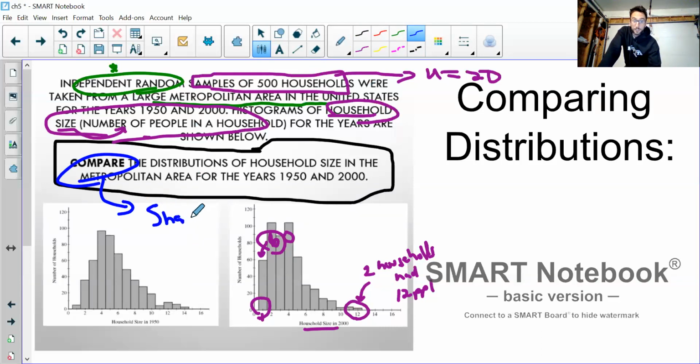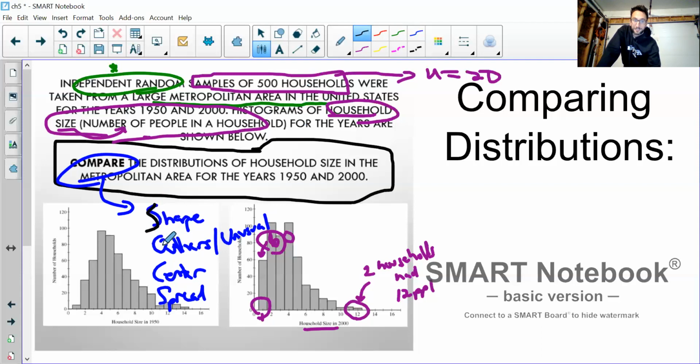Those things being the shape, any outliers or any unusual features, nothing weird going on, I don't think, here. The center, and so hopefully we realize, actually I take that back, pretend I never said anything, and then the spread, right? So we always want to comment on socks.